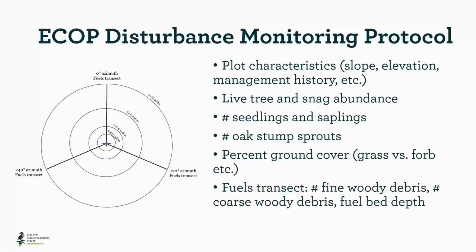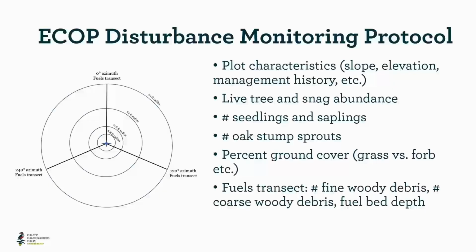To answer those monitoring questions and see if project objectives were being met, we implemented the ECOP Disturbance Monitoring Protocol at each project area. This is a standardized protocol that ECOP has developed over the last several years. It's heavily modeled after the U.S. Forest Service Forest Inventory Analysis methodology, if you're familiar with that. Our protocol assesses comprehensive ground, surface, herbaceous, shrub, and tree data to measure East Cascade oak system response to disturbance events such as wildfire, prescribed fire, and thinning.